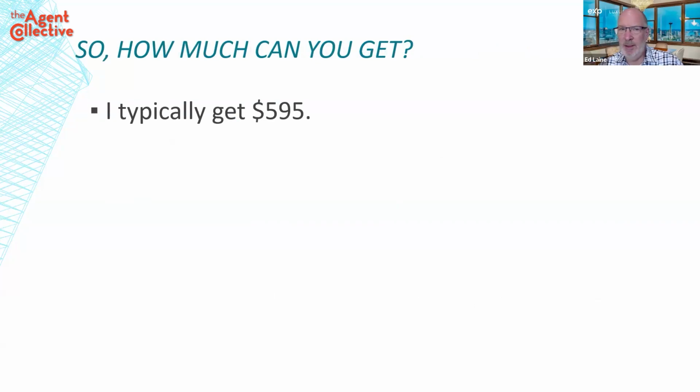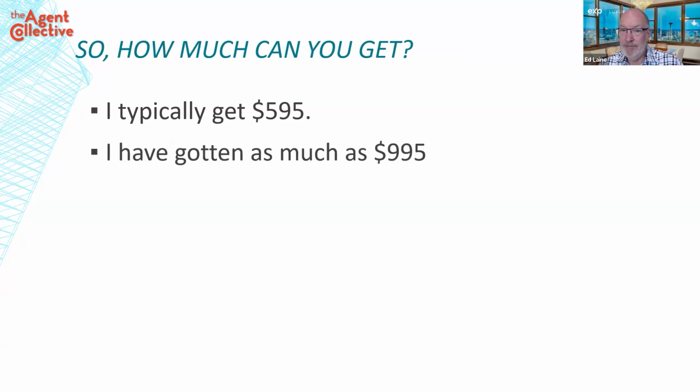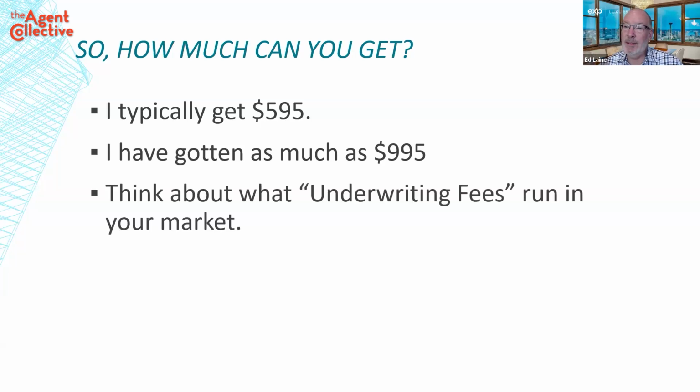So how much is this admin fee? Oh, I typically get $595. So basically $600. I've even got as high as 1,000. But here's my advice. Once you confirm that it's allowed in your firm, pick a number that's in the vicinity of underwriting fees, right? Lenders, I was a lender for 30 years. We call them junk fees, right? Processing, underwriting, whatever it is, it tends to be just under $1,000.